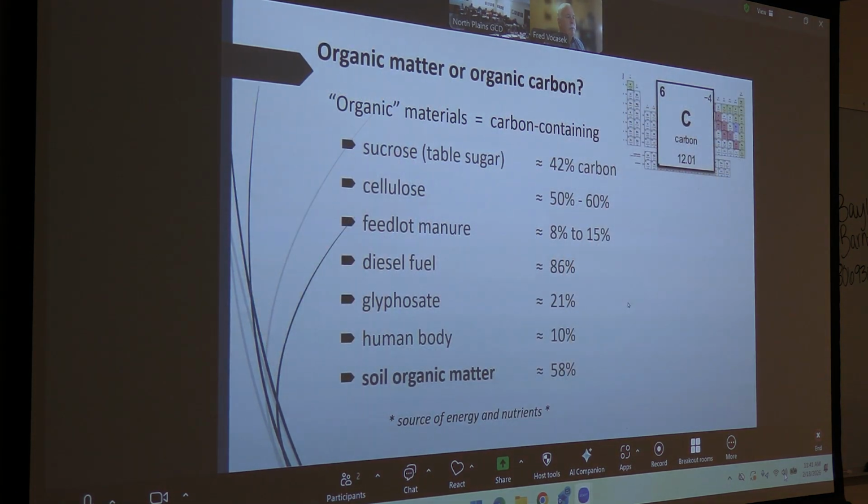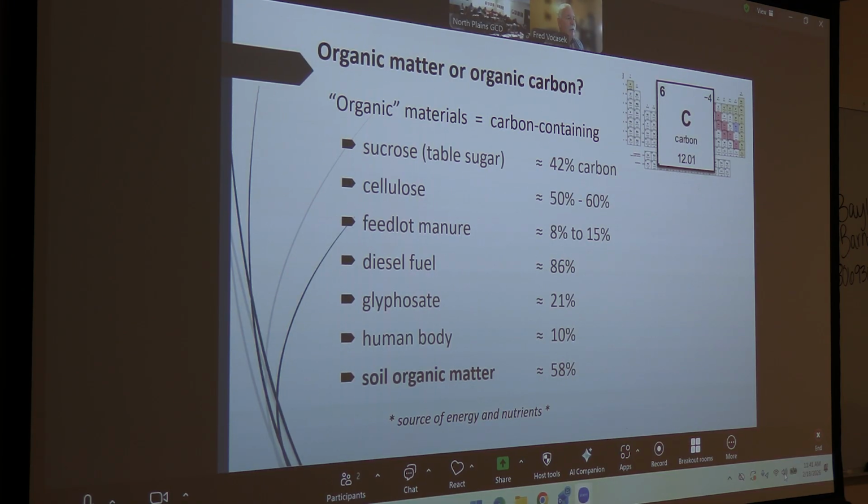Some of this may be old hat to you, but one of the things we talk about is organic matter or organic carbon. When we talk about organic materials, we're really talking about, from a chemistry standpoint, carbon-containing materials. So table sugar, cellulose, manure, diesel fuel. These are all organic compounds. Glyphosate, Roundup, is considered an organic compound because it's 21% carbon. We are about 10% carbon.